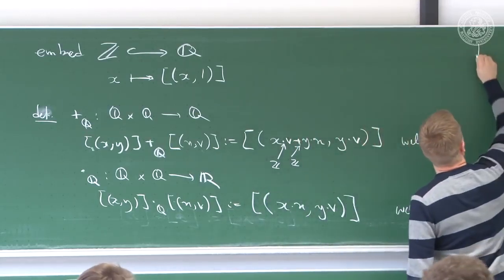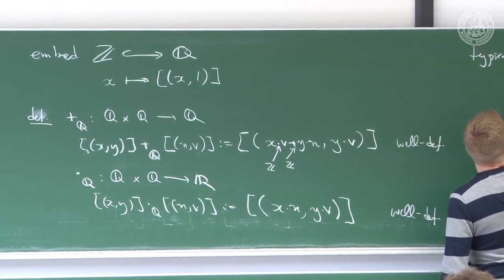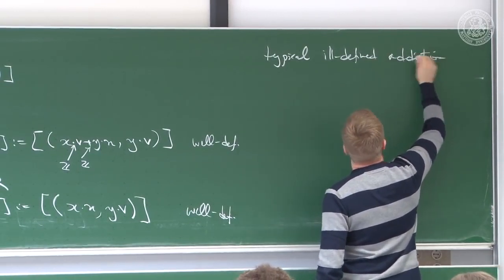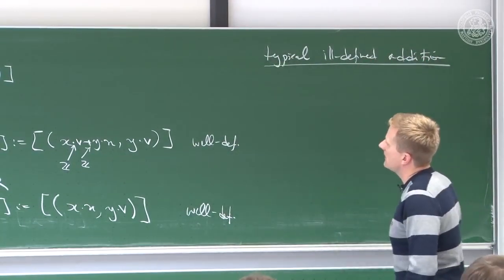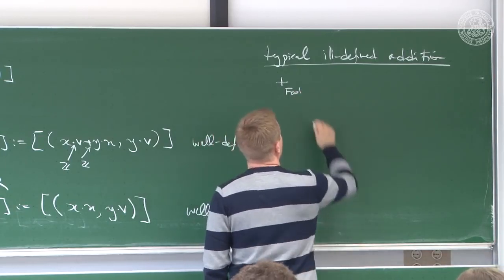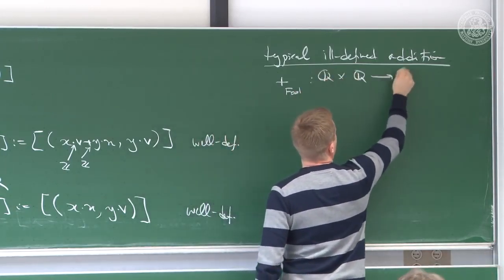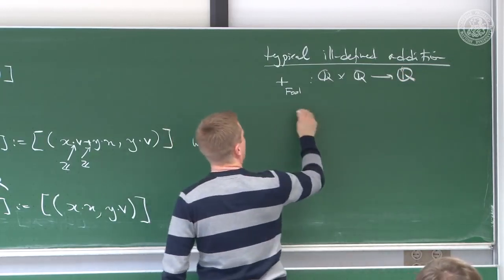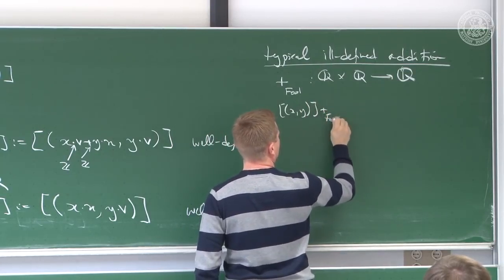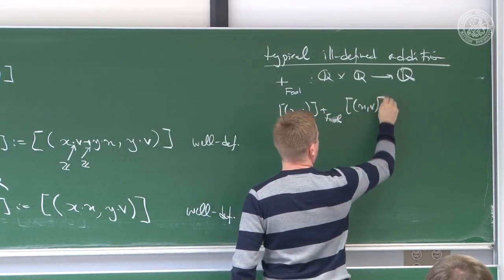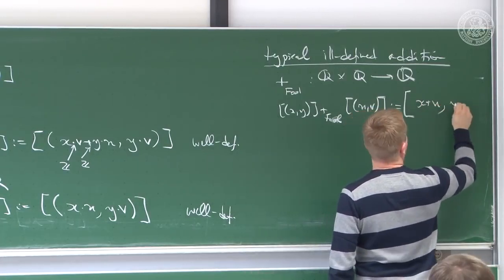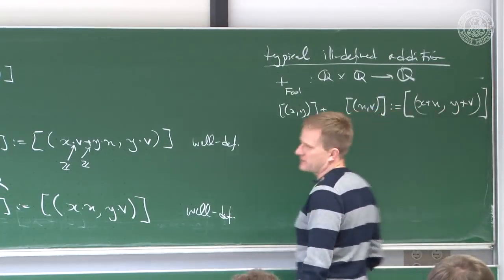And here there is the typical ill-defined addition, and that's the fool's addition on Q. That's (x, y) plus fool (u, v), and you define this as (x plus u, y plus v). Well, of course, that hurts.